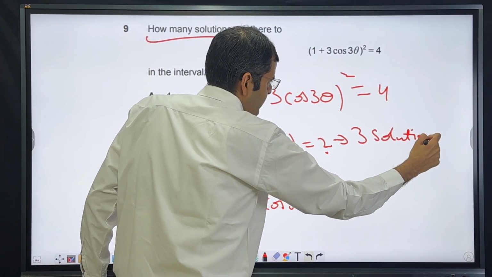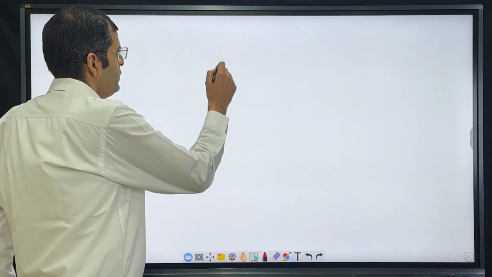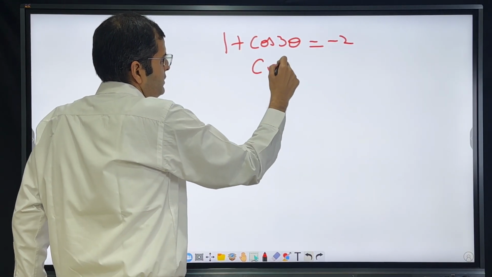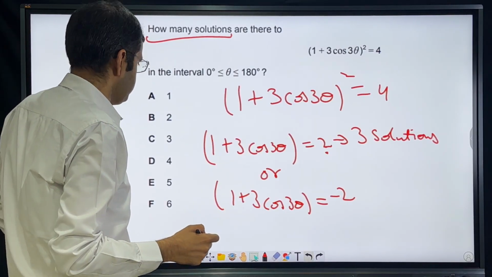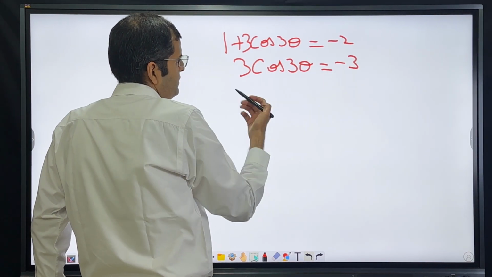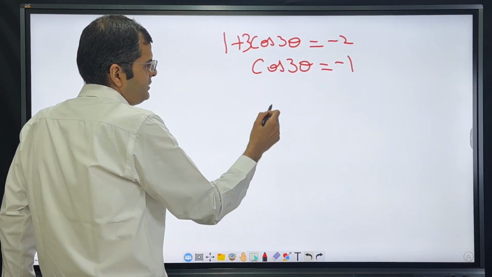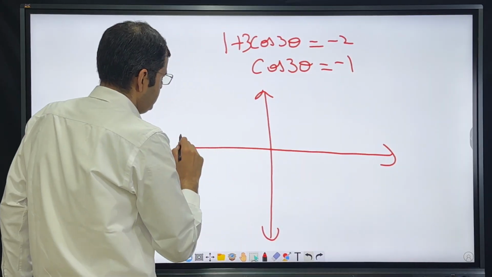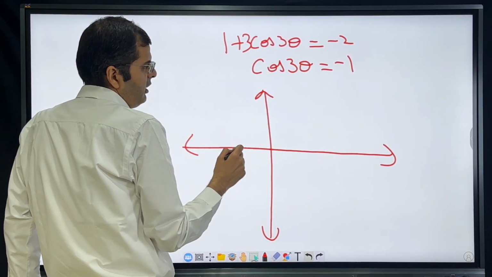Now we look at the second equation of 1 plus 3 cos 3 theta equal to minus 2. So if 1 plus 3 cos 3 theta is equal to minus 2, that means 3 cos 3 theta is equal to minus 2 minus 1, which is minus 3. Or cos 3 theta is equal to minus 1. So cos 3 theta is minus 1. We know that 3 theta has to lie between 0 degree and 540 degree. And cos is minus 1.